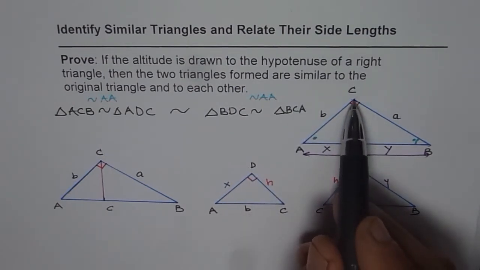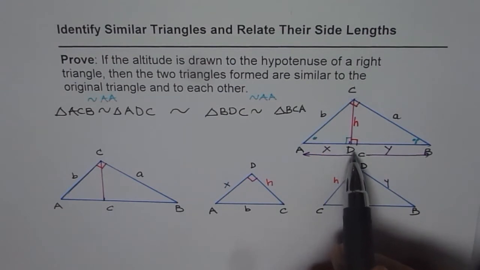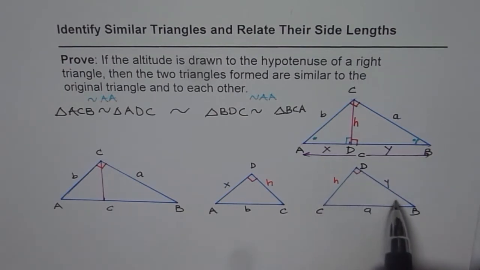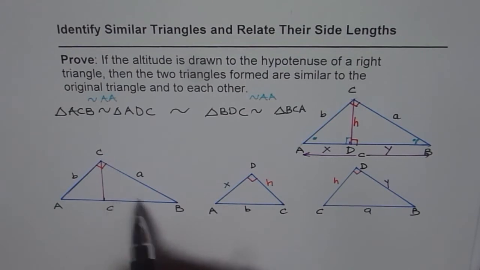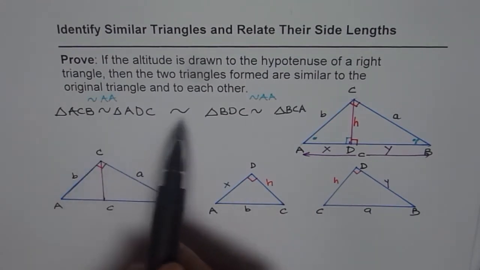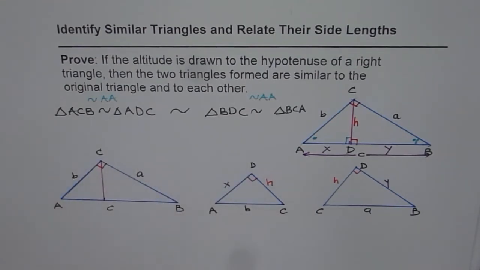Similarly, you have to draw the next triangle. The right angle is at D, which is right there, correct? And then this is one side, and that is the other one, correct? So that is how we have the three similar triangles. All these triangles are similar, just as we learned just now, right? Now, let us consider the ratio of their sides.